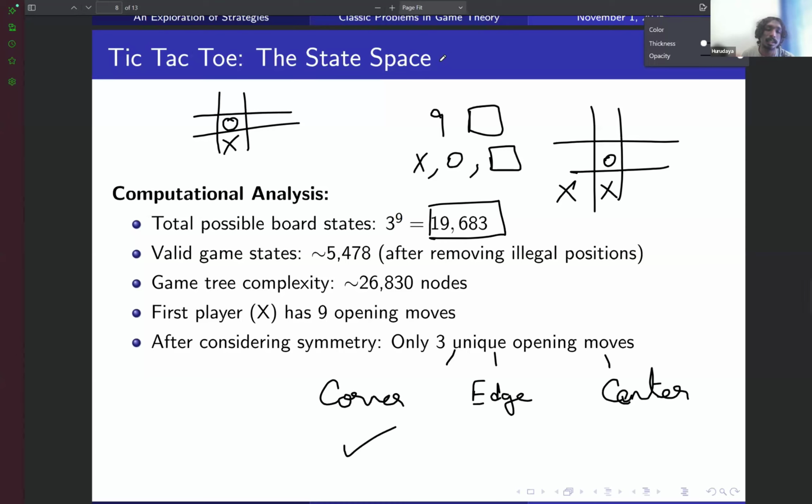Now, what about this case? X plays here. Exactly. I'm saying O can play here. Yes, sir. O will play that, and then X will block. And then no matter what happens, O plays here, X has to play here, and then it's a draw again. Right.